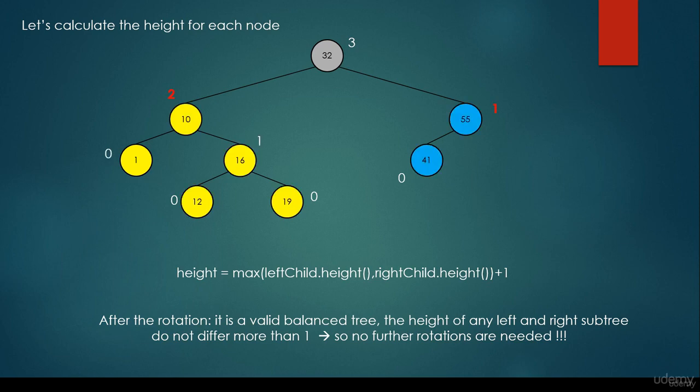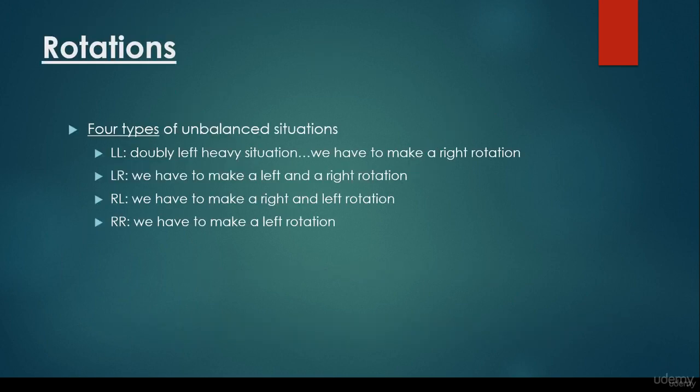Okay, what about the left subtree and the right subtree of the root node? We have the height parameters 2 and 1. They do not differ by more than 1, so we come to the conclusion that this is a balanced binary tree. We don't have to make further rotations.